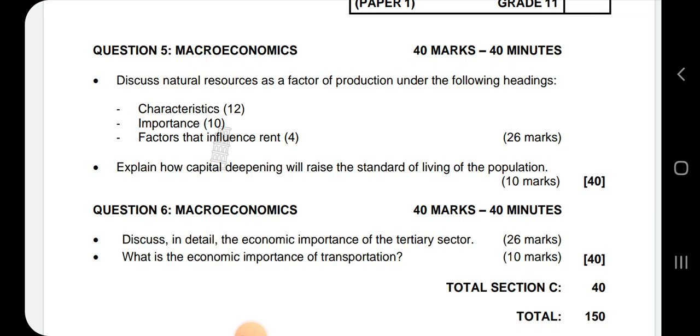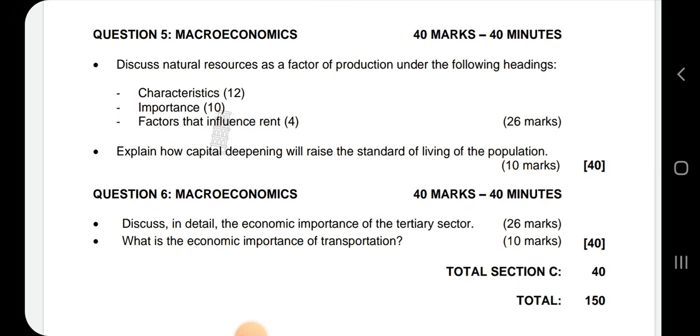And for me, looking at these two questions, question 6 is the easiest one, but you know which one is easy for you. Even the factors of production as well, it's still easy. But the additional part of question 5, I don't think a lot of students will understand it better than they would understand the additional part of question 6 and the importance of the tertiary sector. So for me, question 6 is easy, but you know your strengths and your weaknesses, and you know exactly what works for you. So let's look at the answers to these two questions.